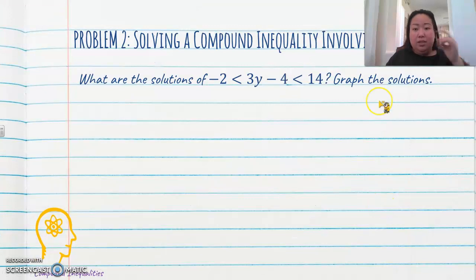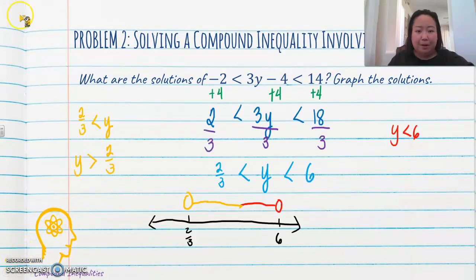So why don't you try this next example on your own? Go ahead. All right, so you will see here that you have a 3y minus 4. We have to isolate the y, so we add 4 on all sides. We divide by 3 on all sides, and so our inequality will be 2/3 is less than y is less than 6. And so it will be a graph wherein you have two hollow dots that meet together.